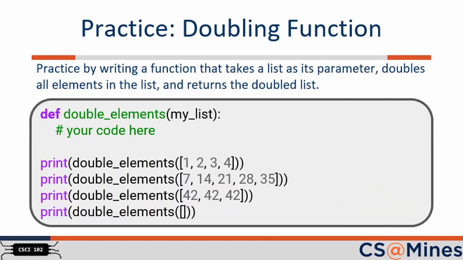We suggest you again pause this video and practice defining functions. In this case, write a function that takes a list as its parameter, doubles all elements in the list, and then returns the doubled list. For example, if double elements 1, 2, 3, 4 is executed, it should return a list containing 2, 4, 6, 8.